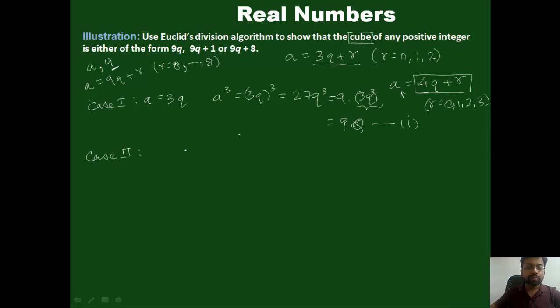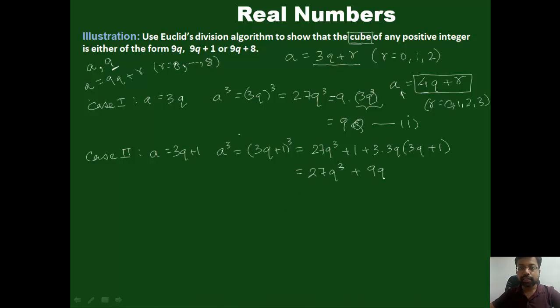Now in case 2, what do you have? You have a is equal to 3q plus 1. It could be of this form. And in this case, what will a cube be? It will be 3q plus 1 whole cube. And what is a plus b whole cube? It's a cube, you have 3q whole cube, which is 27q cube, plus b cube, which is 1 cube, which is equal to 1, plus 3ab, so 3q into 1 is 3q, into a plus b. So here what do you get? You get 27q cube plus 9q into 3q plus 1 plus 1. This is this one you have written at the end.